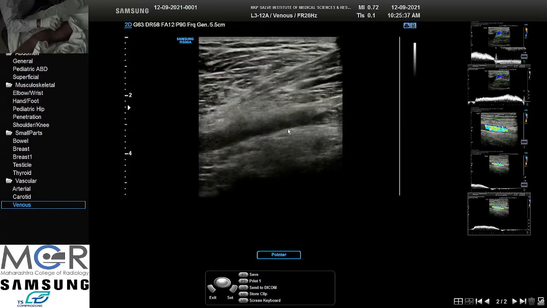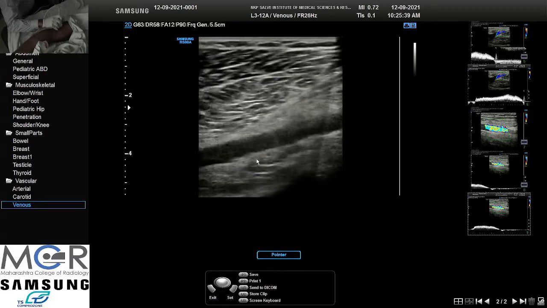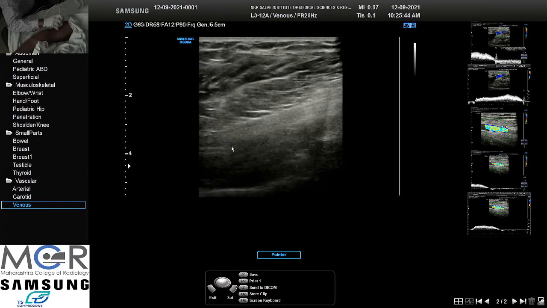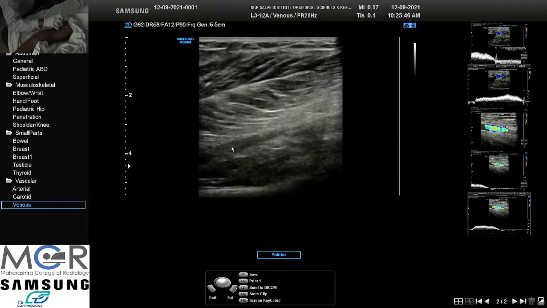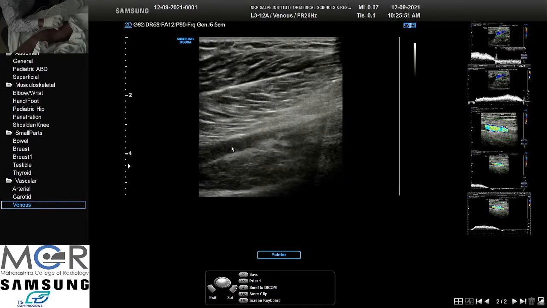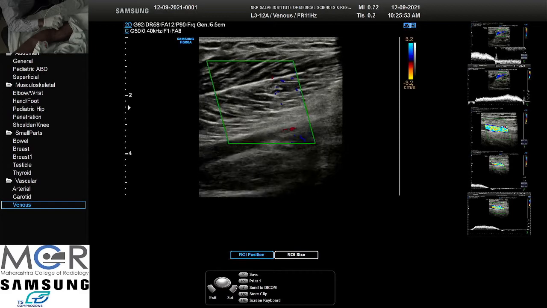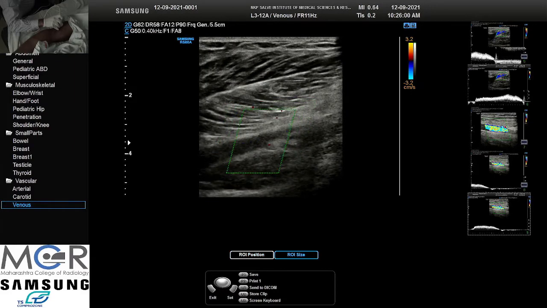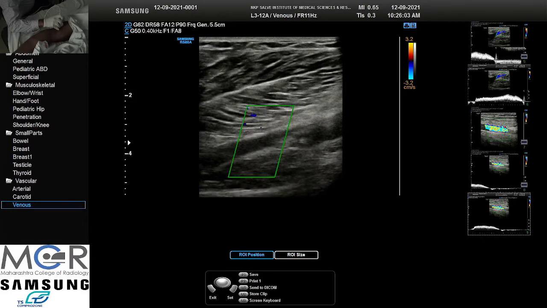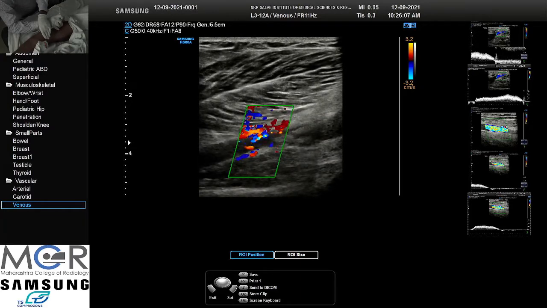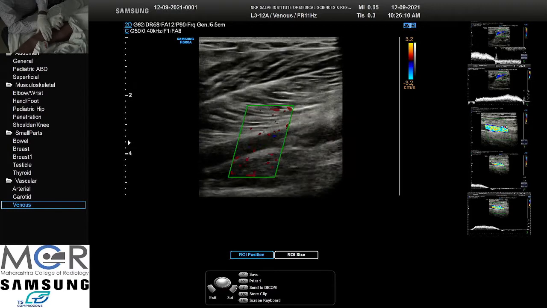You can appreciate on long section the popliteal vein, the popliteal artery. This is the vein. This is the artery. This is the vein. Just confirm. Invert the steer. Reduce the box. So there is some flow. I will augment the calf, and you can see there is augmentation.